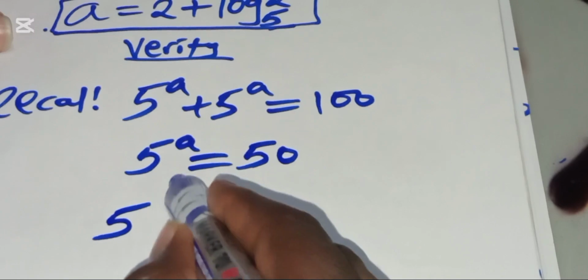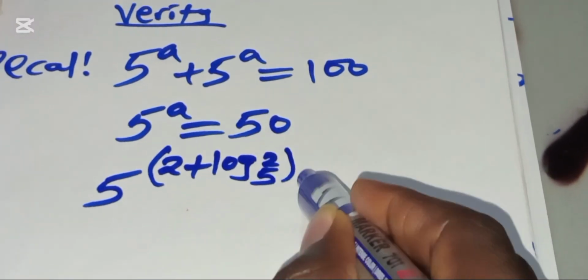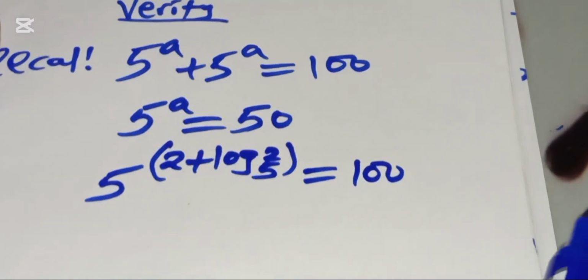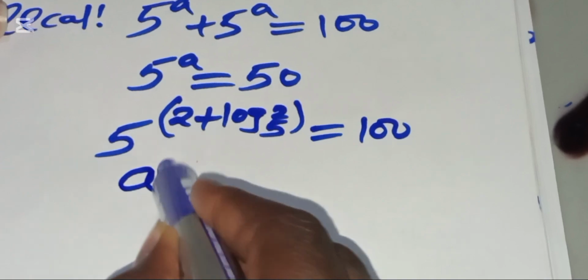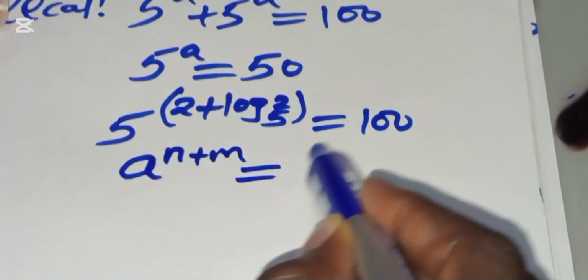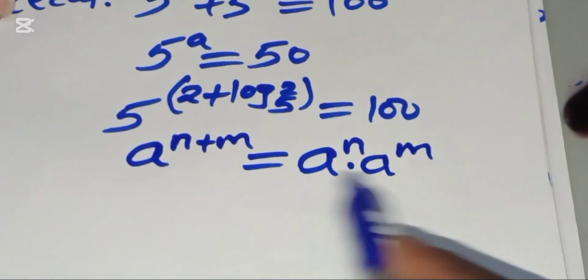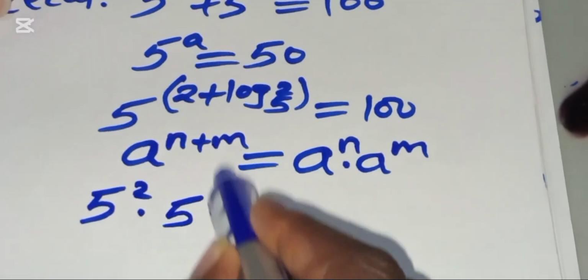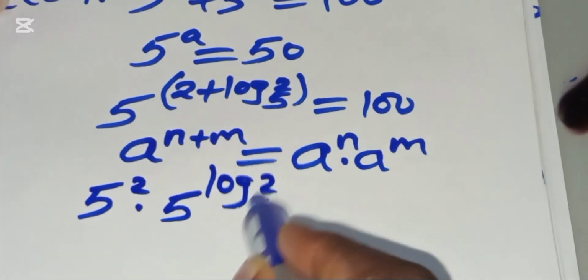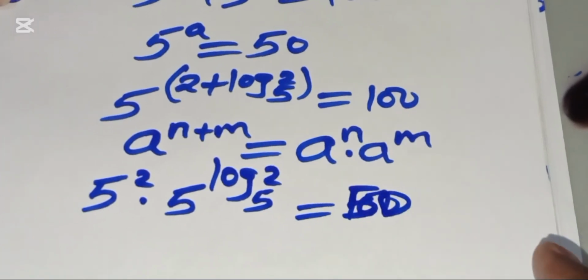So let's substitute the value of a, so that we'll have 5 raised to power 2 plus log 2 to base 5, okay? Now 5 raised to power 2 plus log 2 to base 5 is actually in the form of a raised to power n plus m, which we can express as a raised to power n multiplied by a raised to power m. Now let's apply this indices property, so that you'll have 5 raised to power 2 multiplied by 5 raised to power log 2 to base 5. This should give us a value of 50.